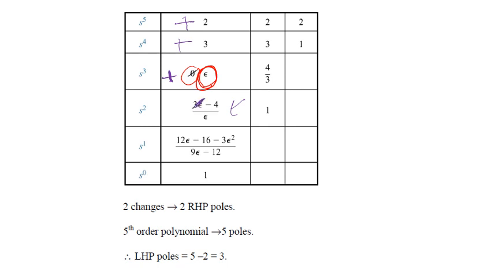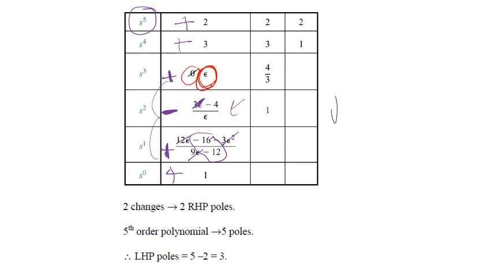The sign here is, epsilon is positive in sign. So let us say it's positive 0.1, for example. So that result on the sign is negative. This is 0. This is 0 and this is 0. The remaining is minus 16 over minus 12, which means positive. And the 1 is positive. So there are 2 changes in sign and the number of poles are 5.